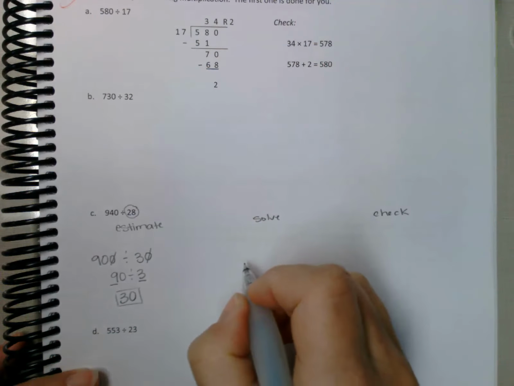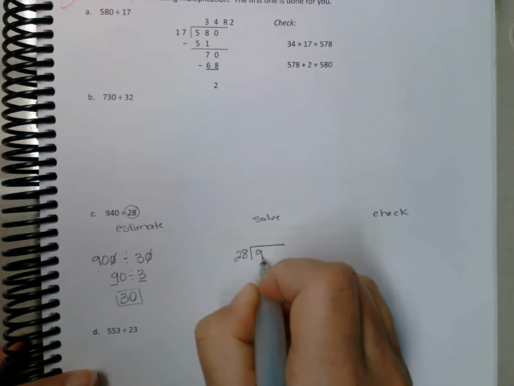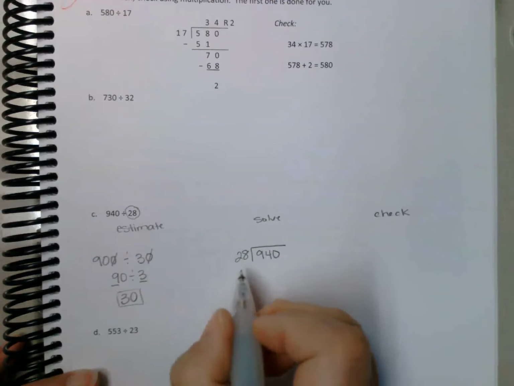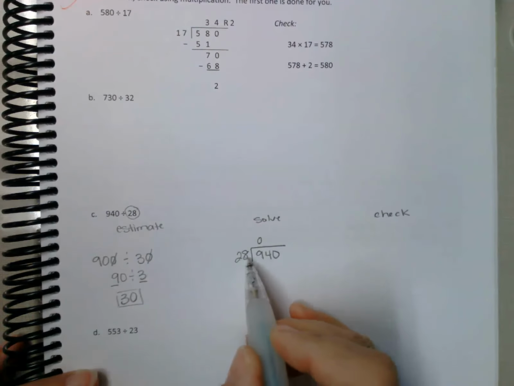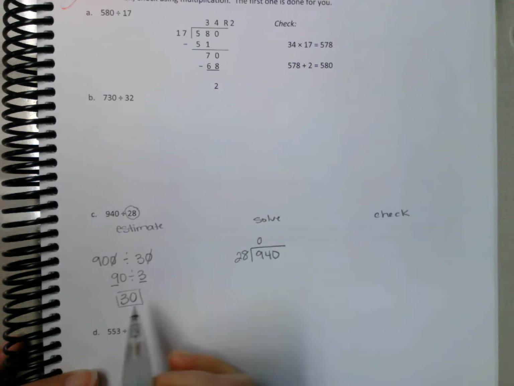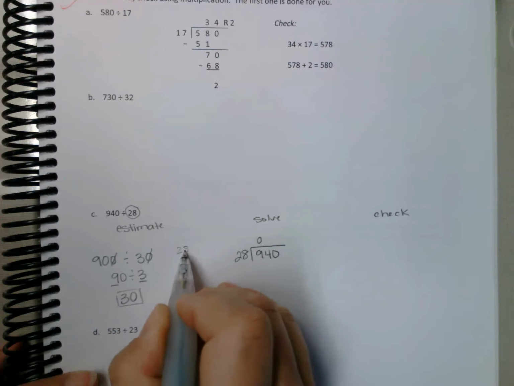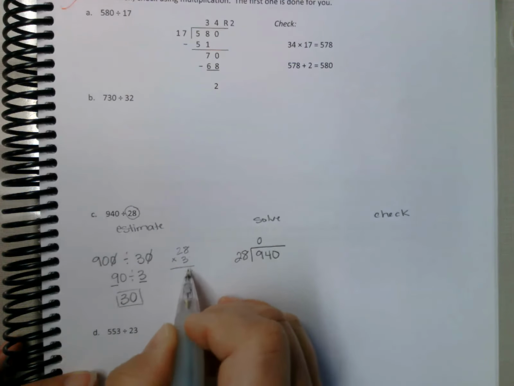So now to solve, I'm going to set it up. My divisor goes on the outside of the house, and my dividend goes on the inside of the house. And now I'm going to start that whole process all over again. Can 28 fit into 9? No, it cannot. Can 28 fit into 94? Yes, it can, about 3 times, but I need to double check and make sure. 28 times 3, because this is just a starting point. It's just kind of an estimate of where you should be.